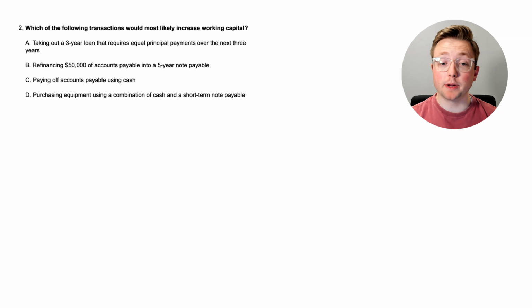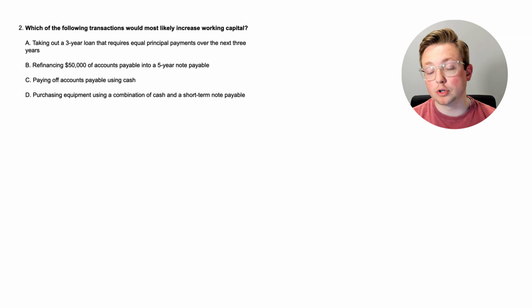Option A, taking out a 3-year loan that requires equal principal payments over the next 3 years. Option B, refinancing $50,000 of accounts payable into a 5-year note payable. Option C, paying off accounts payable using cash. Or option D, purchasing equipment using a combination of cash and a short-term note payable.